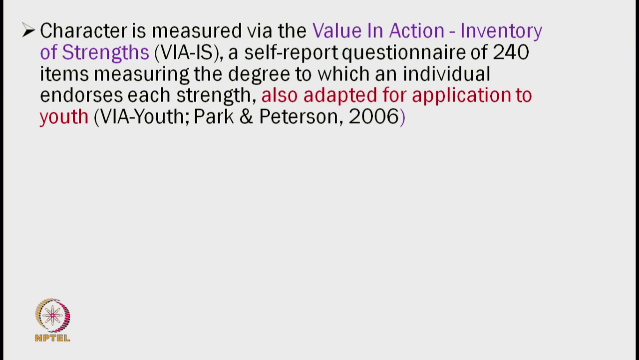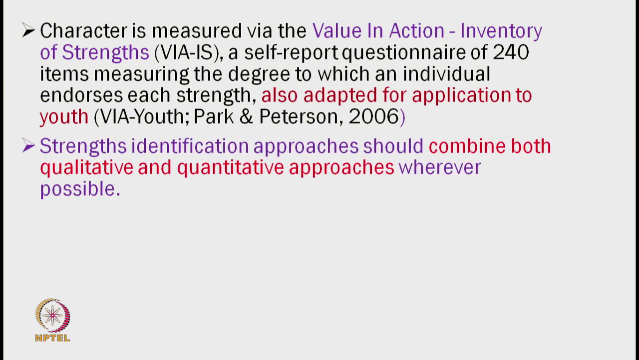This is a 240-item questionnaire and it has 6 virtues and 24 character strengths. This scale has been adapted in various cultures, in various countries, and now we have its adaptation for youths also. This scale is developed for adults as well as for youths, and its psychometric properties have been tested again and again in different cultures. Strengths identification approaches should combine both qualitative and quantitative approaches wherever possible, because both of them have their unique research orientation.